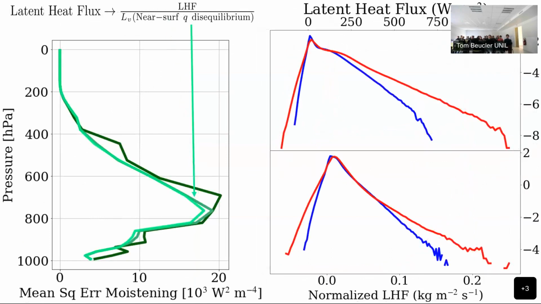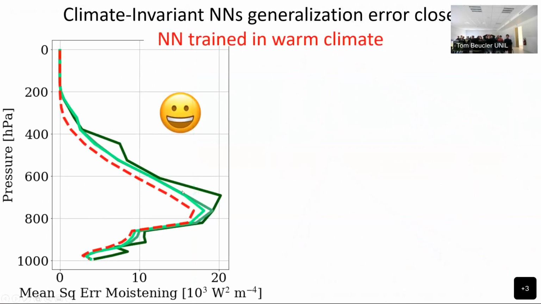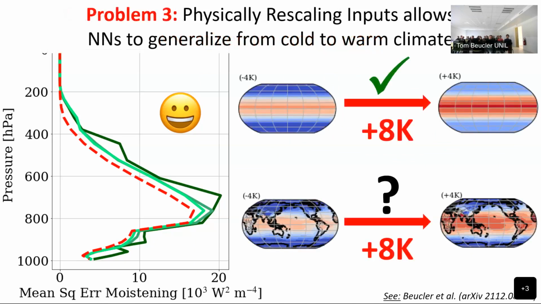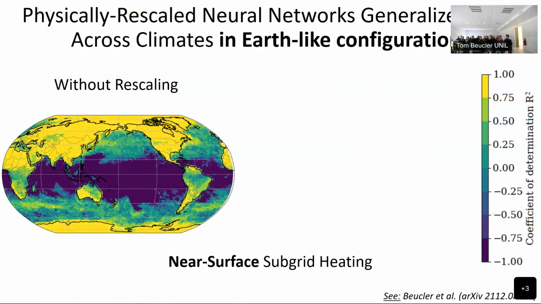So you can rescale the latent heat flux using the bulk surface aerodynamic formula, etc., until you get to a mean performance that's almost as good as neural networks that were trained directly in the warm climate. And at that point, we were happy and we would say, okay, we demonstrated that that idea worked. It works in an aquaplanet setting. I'm going to show that it also works in a real geography setting, for instance, using maps of near-surface subgrid heating.